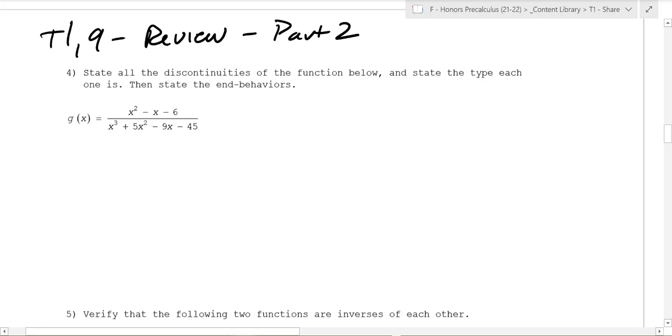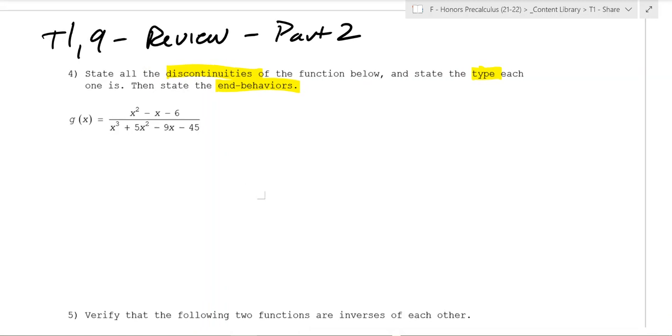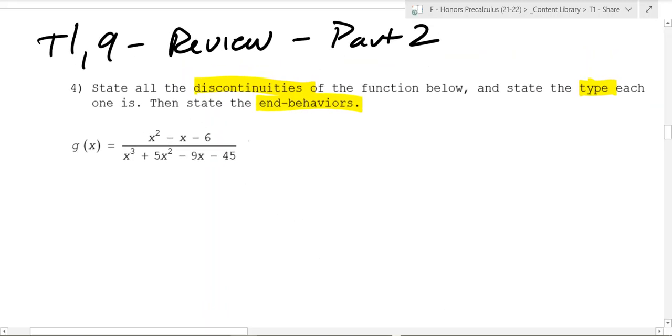So in this one, we're going to look for all of the discontinuities of the function below and state the type of each and the end behaviors. The first thing we do when we have a rational function, a polynomial over a polynomial, is to factor. This numerator factors into x minus 3 times x plus 2.